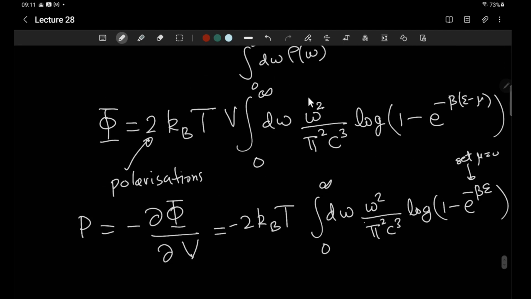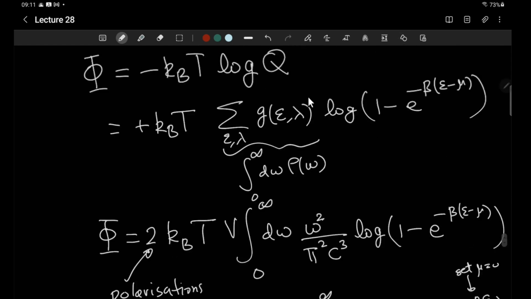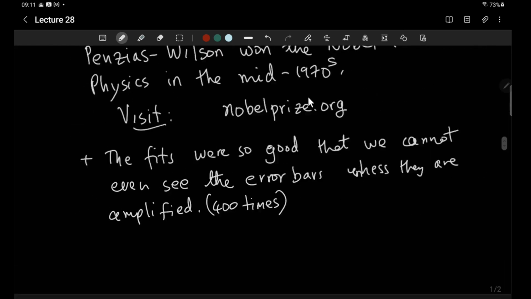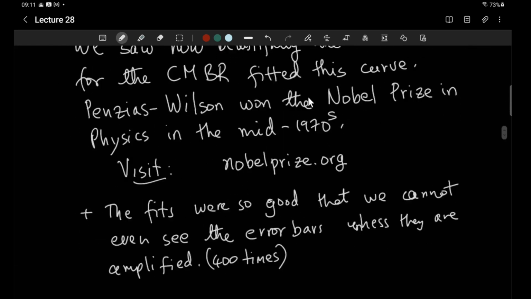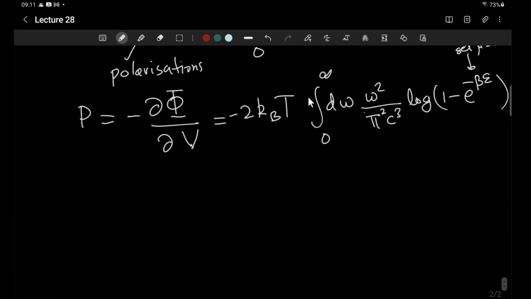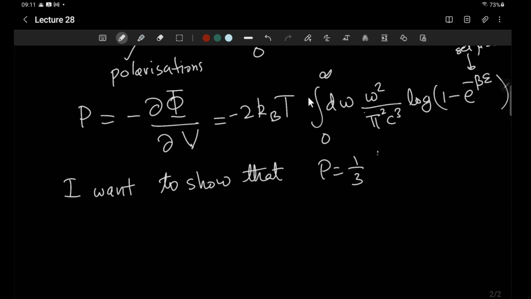The reason I didn't set mu equal to 0 right away is that if you want to get the average number from here, we have to write d phi by d mu and then set mu equal to 0. That will give us the average number, so that's the reason to keep mu here. But when I wrote it here, I didn't need to do this. Now what I want to show is, I want to prove that P equals one third times U by V, or little u.